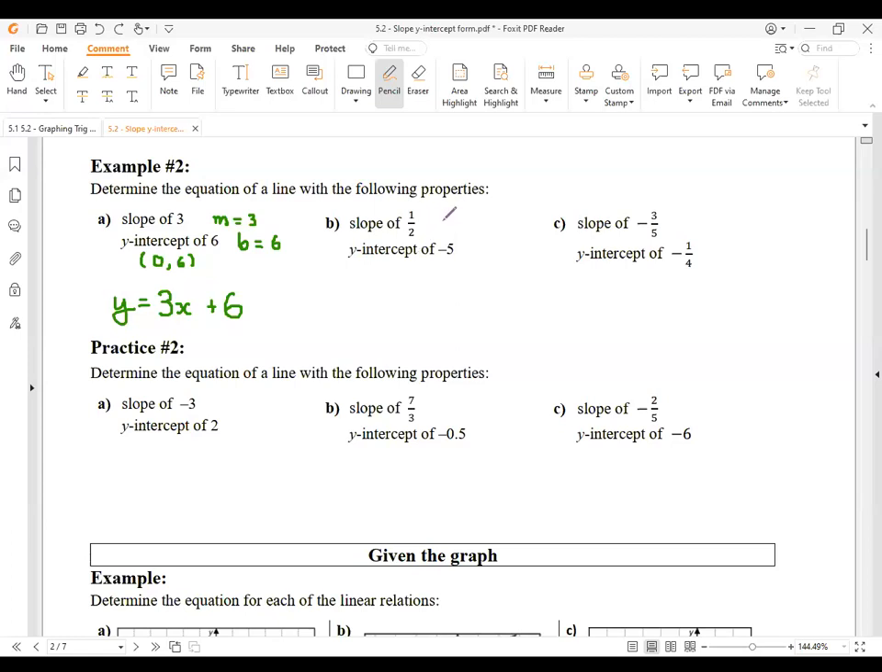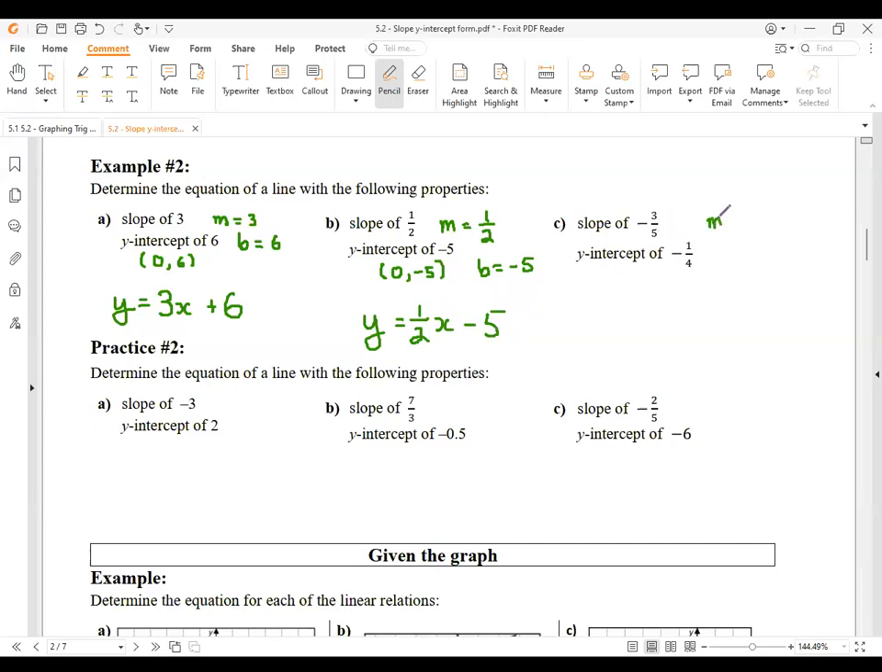Next one. Slope is 1 over 2. Rise of 1, run of 2. And the y-intercept being 0, comma, negative 5, my b value is a negative 5. That means y equals mx plus negative 5. And do I want to write plus a negative 5? That's redundant. If you have a question like this, please just rewrite it as negative 5 or minus 5.